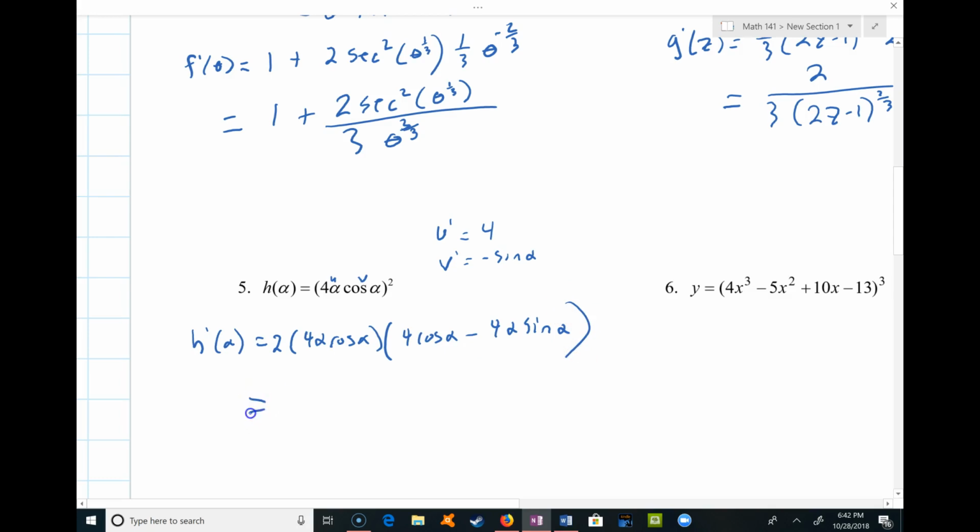And then we could probably distribute that 2 out. So that would be 2 times 4 is 8. 8 times 4 is 32 alpha cosine squared, minus, and that would also be 2 times 4 times 4. So that would be 32 alpha times cosine alpha sine alpha.